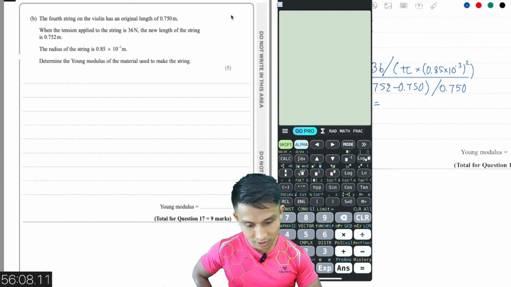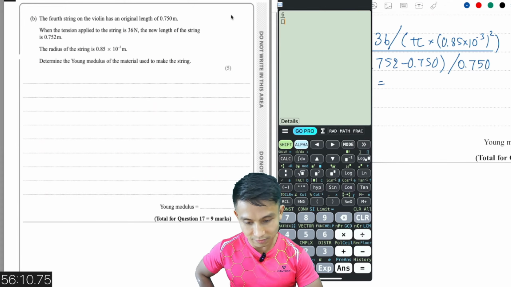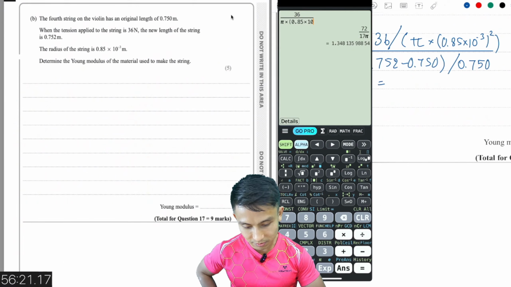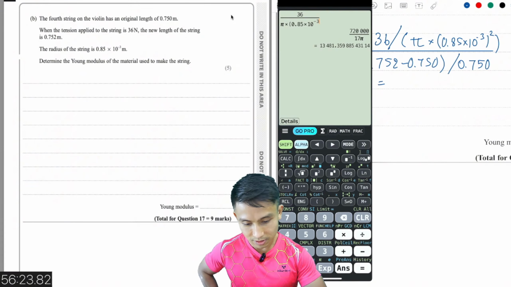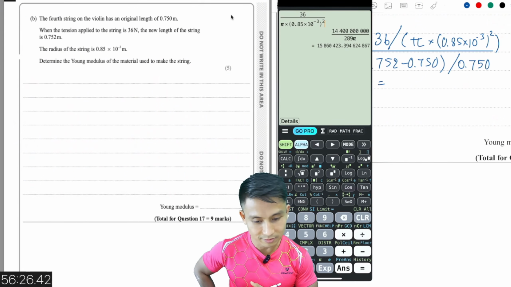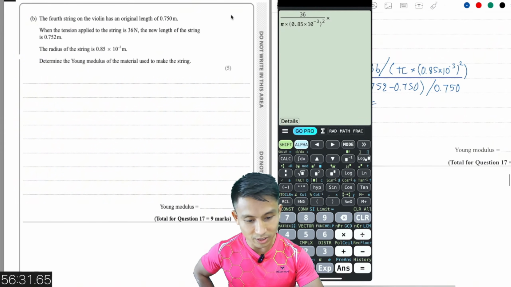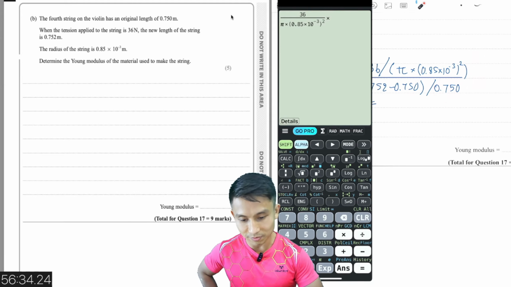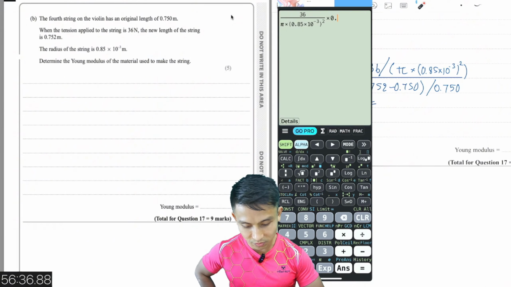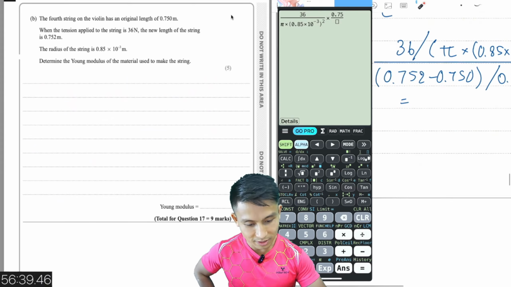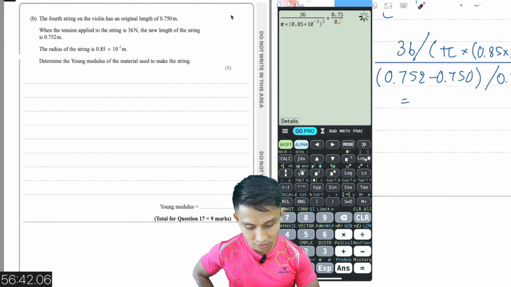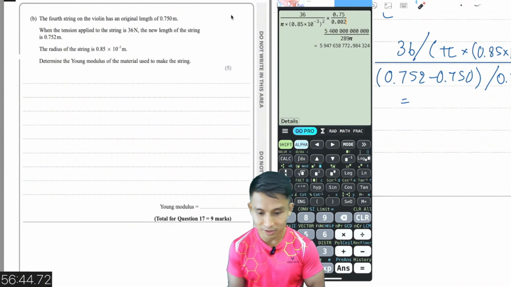Okay, so I'm just going to do 36 divided by pi times brackets 0.85 times 10 to the minus 3, and then square that. That's the cross-sectional area. And then we're going to multiply, because we are moving the fraction here, this would be multiplied up. So 0.75 here divided by the extension, which is 0.002, right? Just subtract that. So that's it.